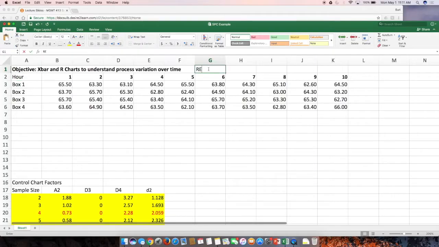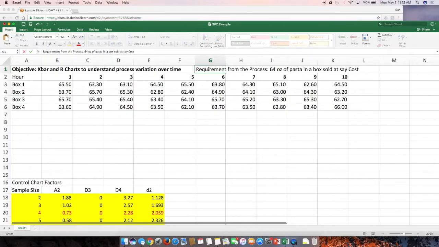Let's write it out here. Requirement from the process: 64 ounces of pasta in a box sold at, say, Costco. Now I'll qualify that: 64 plus minus 1. Plus minus 1. And so you allow for some variation. Okay? And so we'll talk about different types of variation. But just at the outset, this is the requirement from the process.